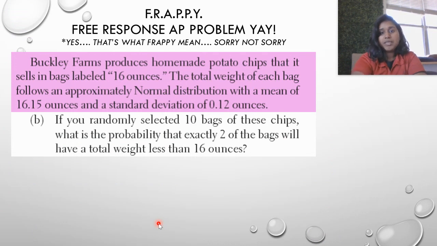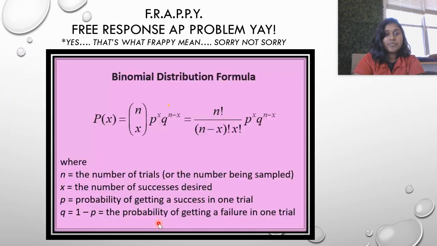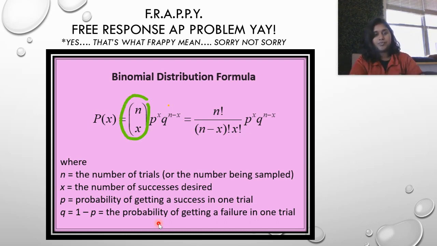All right, if you randomly selected 10 bags of these chips, what's the probability that exactly 2 of those bags will have a total weight less than 16 ounces? Great, this means I've got a binomial distribution. So I can use this awesome formula. I don't need all of this chaos, so let me break it down for you.